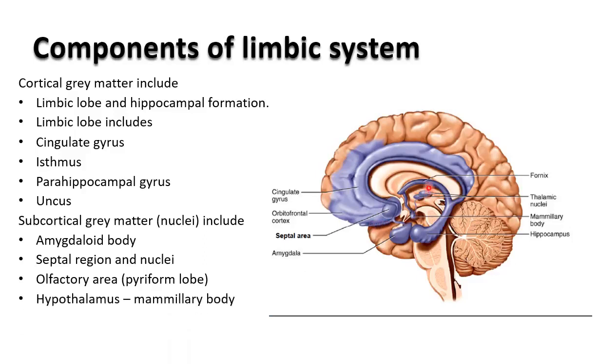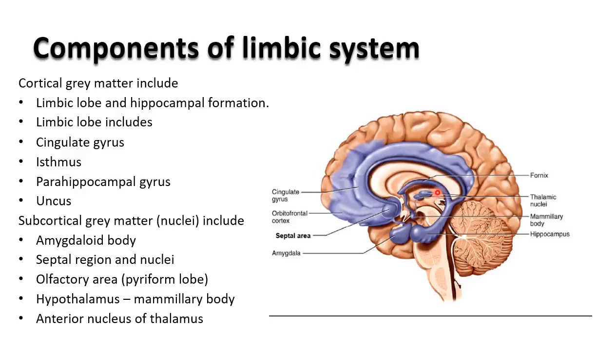Then your hypothalamus, mainly consisting of your mammillary body. Okay, so your hypothalamus with the mammillary body mainly. And then the thalamus also contributes, mainly your ventral or anterior nucleus of the thalamus. So these are all the subcortical gray matter which is involved in the formation of the limbic system.